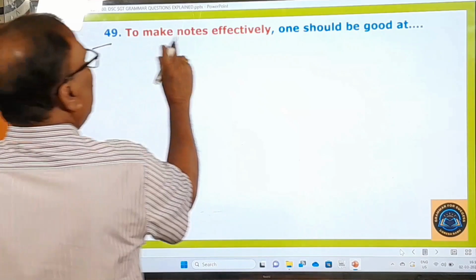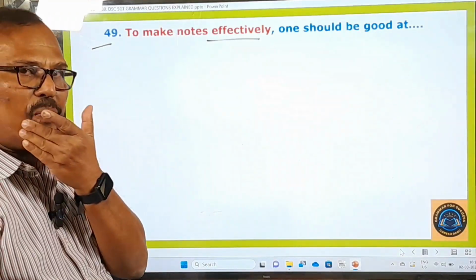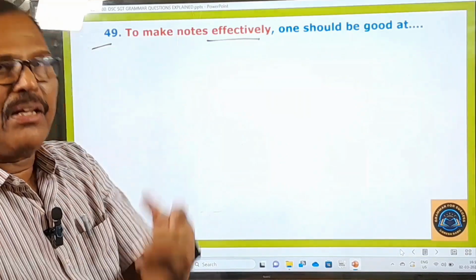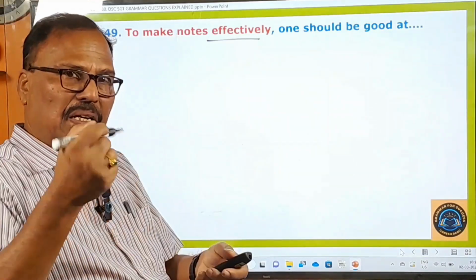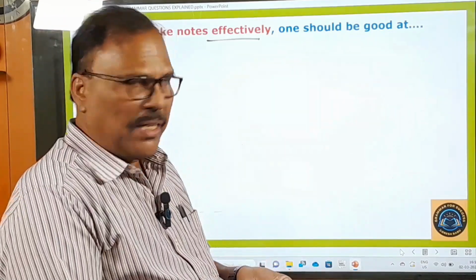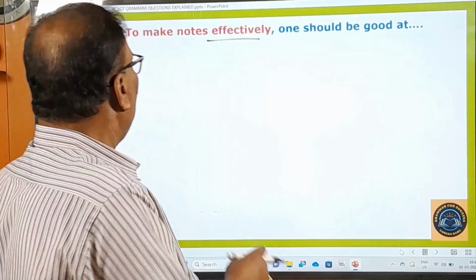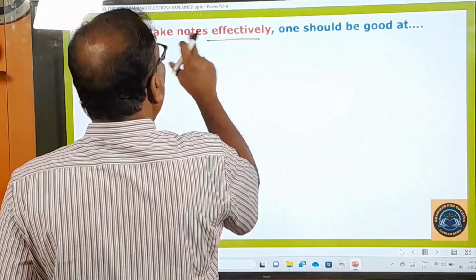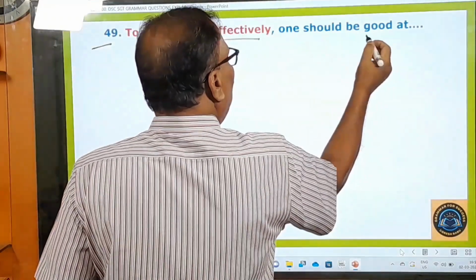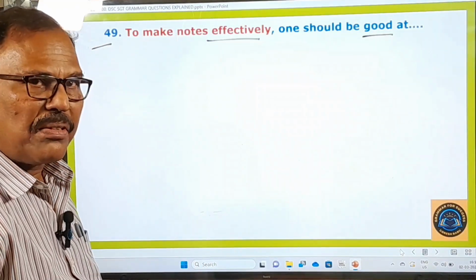49th one, to make notes effectively. Making notes, note making, very well. Note taking, note making. Two things are there. Note taking: while the teacher is teaching something, you take down notes. That's called note taking. And note making means you prepare notes. Okay, right. So note making, make notes effectively. One should be good at. When you are making notes, what should you do?